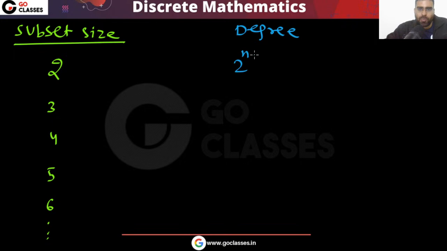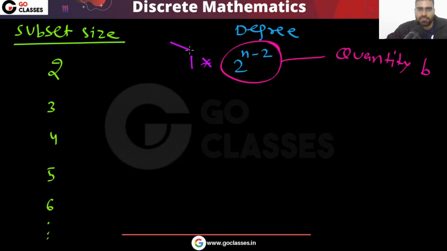Here you have 2 power n minus 2. This is your quantity B, remember. Okay, and this is your quantity A. Now, what happened? Now this quantity tripled. Yes or no? This quantity tripled. But this quantity divided by 2.